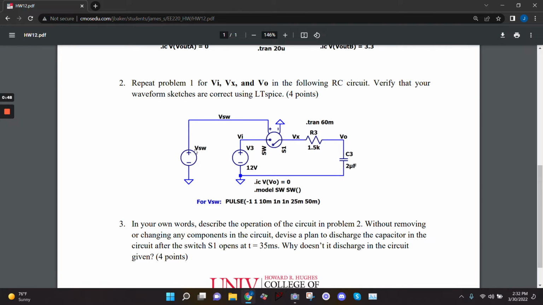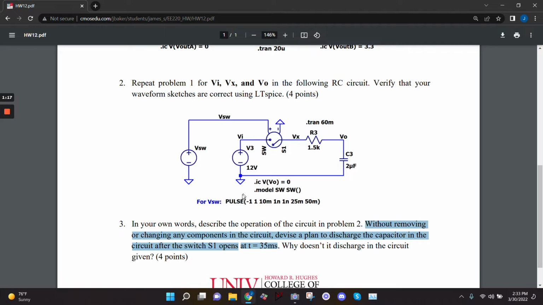Okay, so number 3 says, describe the operation of the circuit in problem 2 without removing or changing any components. Devise a plan to discharge the capacitor after the switch opens. So a bunch of people said that they thought that meant that they basically couldn't do anything, but that's not what it means. It means you can't remove or change any of the components. You can add components, but you can't remove or change any of the components.